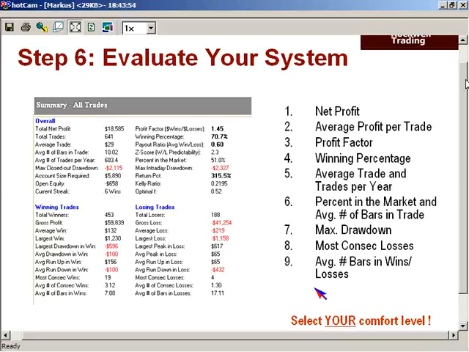You want to see your winning percentage, obviously. Do we have a winning percentage of 50%, 70%, or 80%? And you want to know your maximum drawdown. It is very important that you come up with numbers that you feel comfortable with.